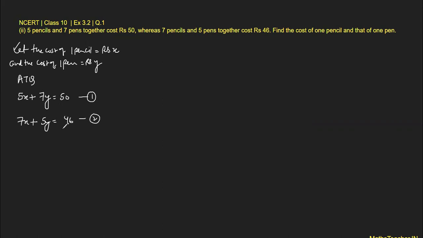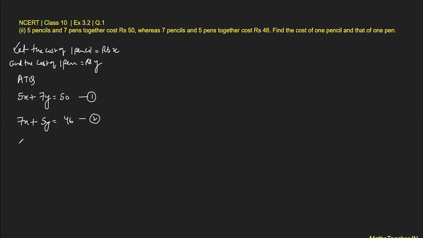Now we have to solve these two equations graphically, and then we will get the values of X and Y where the graphs of both the lines will intersect each other. So first of all, we have to find 3 solutions for each of the equations.